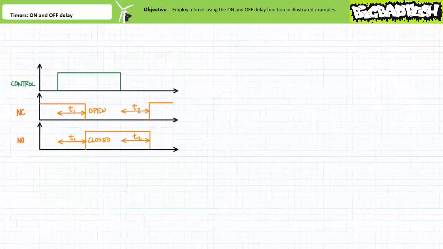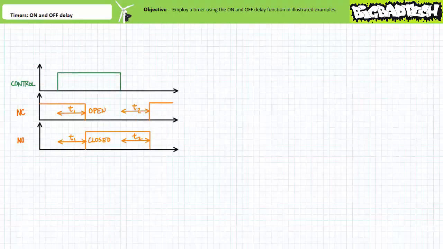Returning to the topic at hand, on and off delay timers, you recall that a simplistic timing diagram of a timer executing the on and off delay would look like this. An on and off delay, as the name implies, executes a combination of the on delay and off delay function.